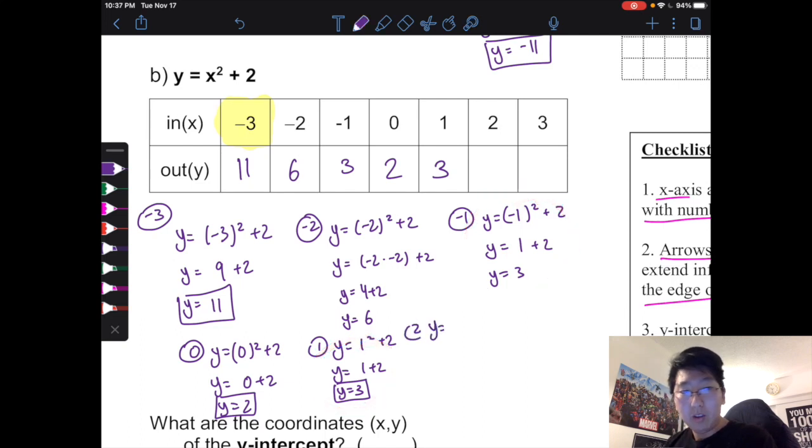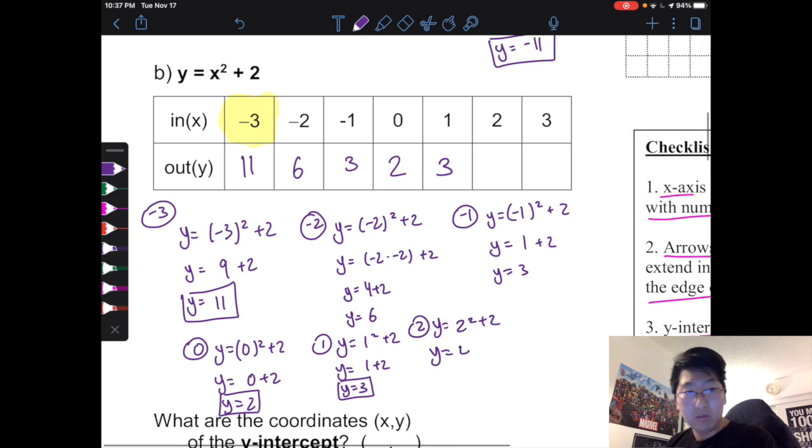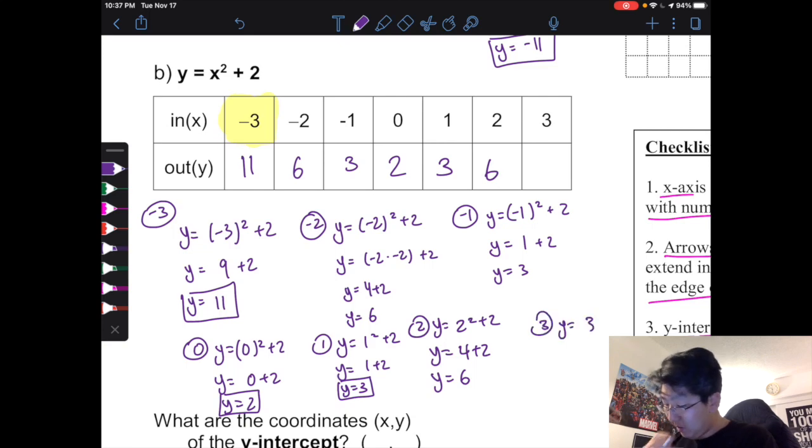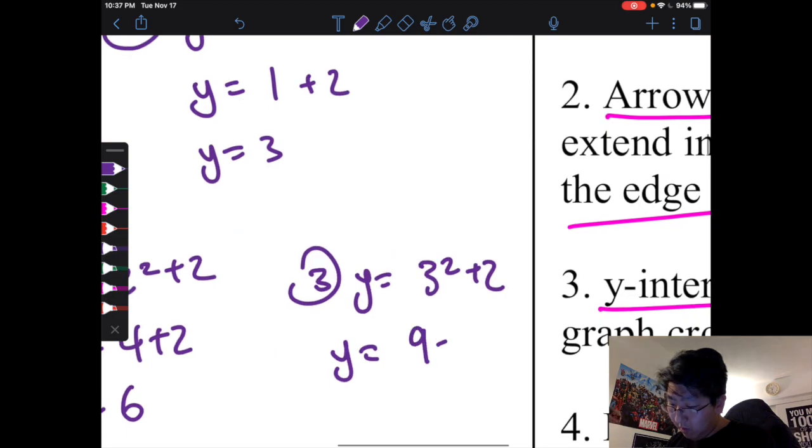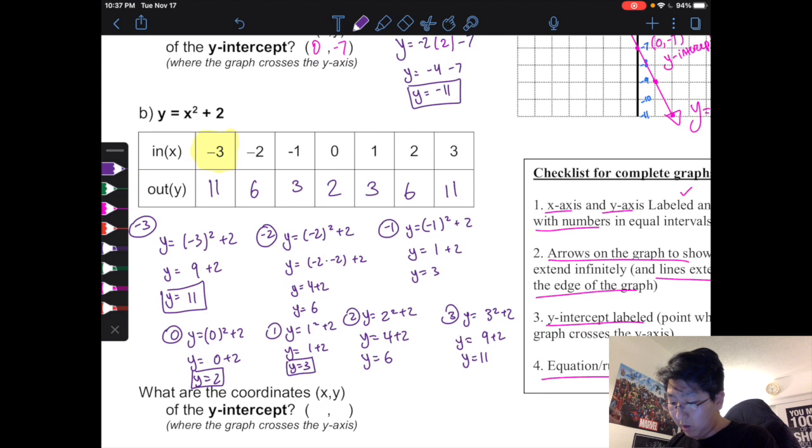Y equals, oh, let's go 2. Y equals 2 squared plus 2. We already did that, 2 squared is the same thing as negative 2 times negative 2. 2 times 2 is 4 plus 2. Y equals 6. And 3. Y equals 3 squared plus 2. Y equals 3 times 3 is 9 plus 2. Y equals 11. Alright.